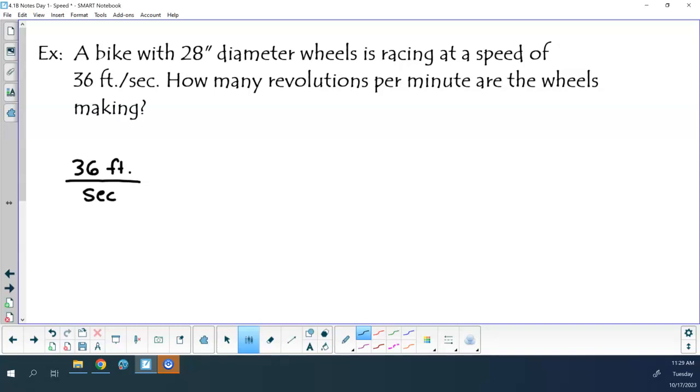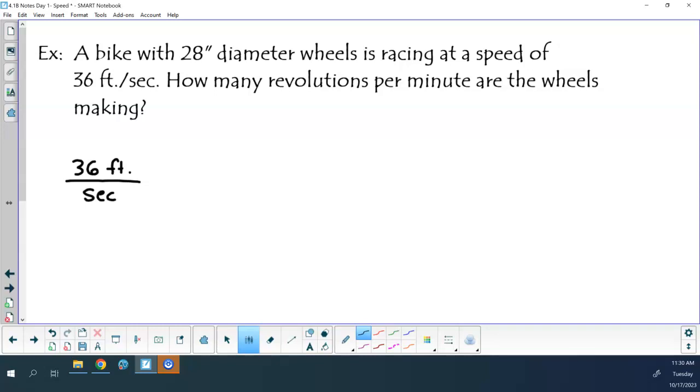Actually, before that, let me ask you, what kind of speed are we in? We're in linear speed, right? Yep, because we're in a distance over a time. That's a linear speed according to our speed chart. We need to get to revolutions per time. That's rotational, right? So we have to go all the way up the chart. So what's your first conversion that you want to change out?